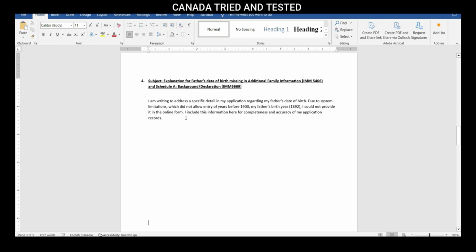I include this information here for completeness and accuracy of my application record. So this way I'm trying to cover and give an explanation in case they come back saying the date of birth is not matching. This is how I have done it, and I'll keep sharing other details as and when it happens. All the information I'll keep posting.